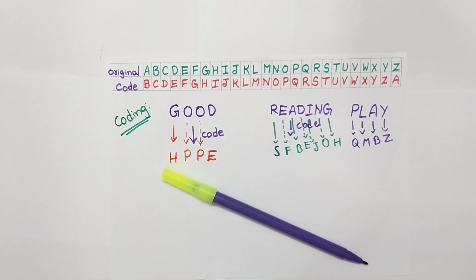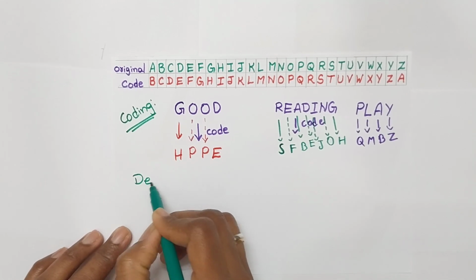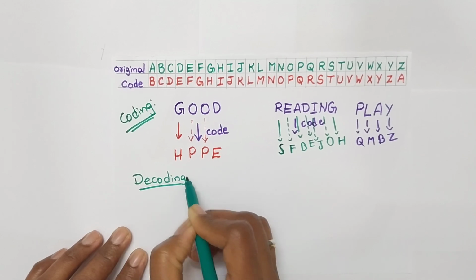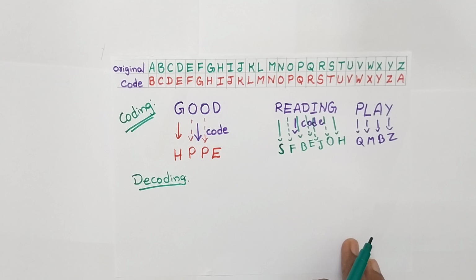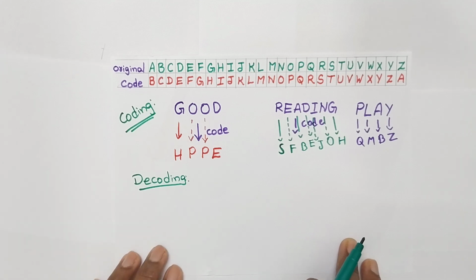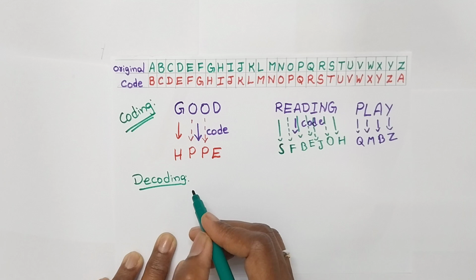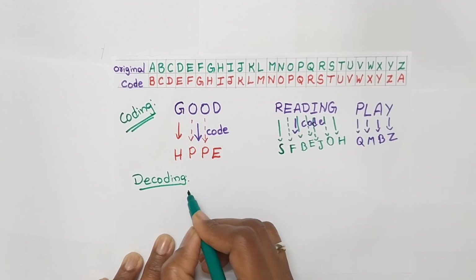Thank you. Now we do decoding. What is the meaning of decoding? Converting a coded message into the proper original text or message. So, now we do one coded message. What is the coded message I am taking? DIJME.